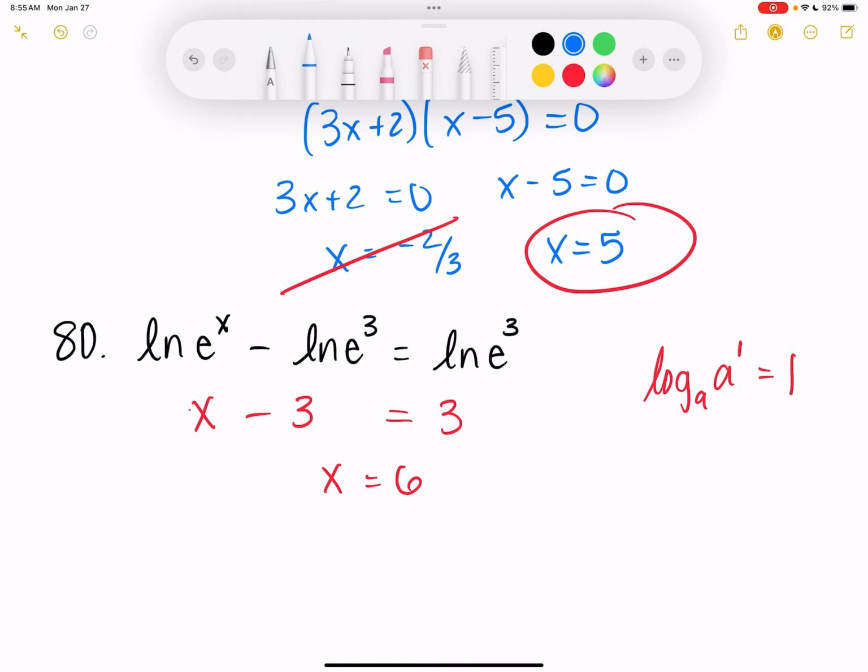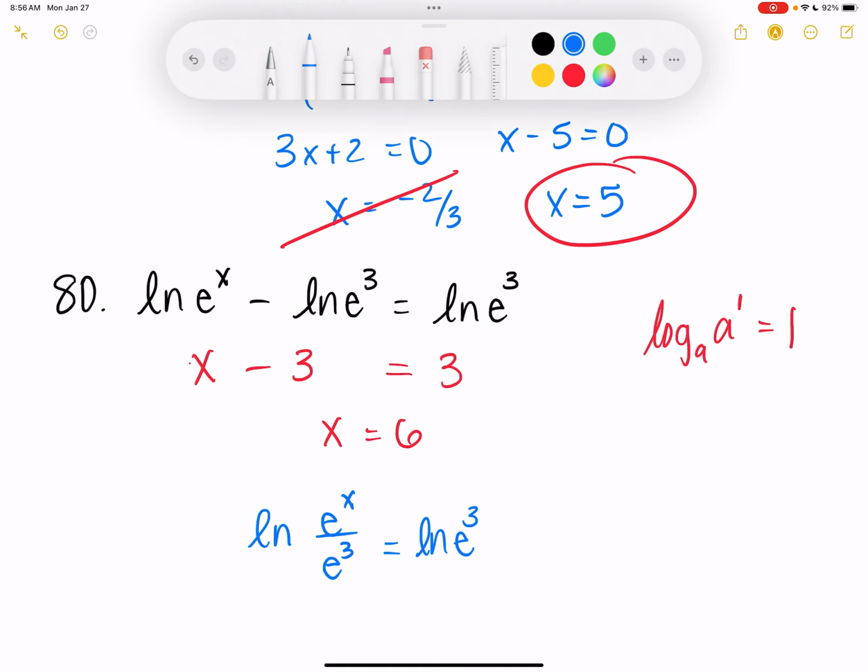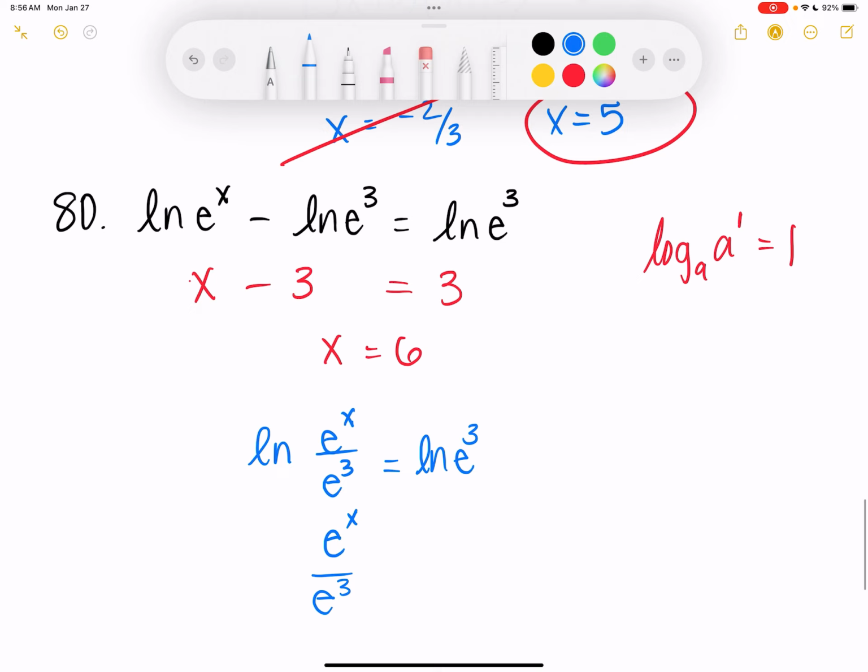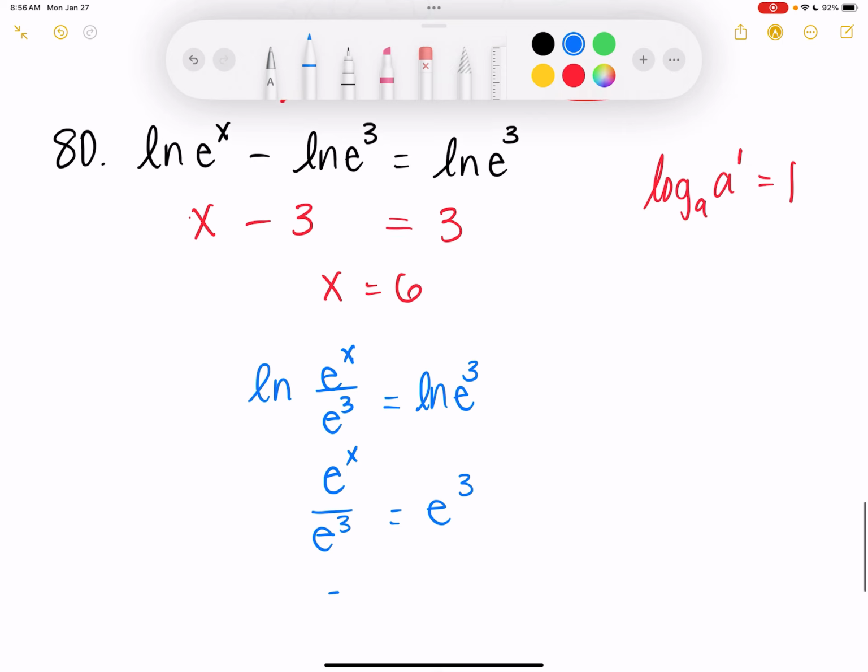Now, if I had done it the way I did the last problem, the log of a quotient is equal to the difference of logs and vice versa. So this would have been the ln of e to the x over e to the 3 is equal to the ln of e to the 3. And then I would have said, okay, well, they have the same base, so I can set the stuff inside equal to each other. E to the x over e to the 3 equals e to the 3, multiplied, e to the x equals e to the 6. Same base, so x equals 6.